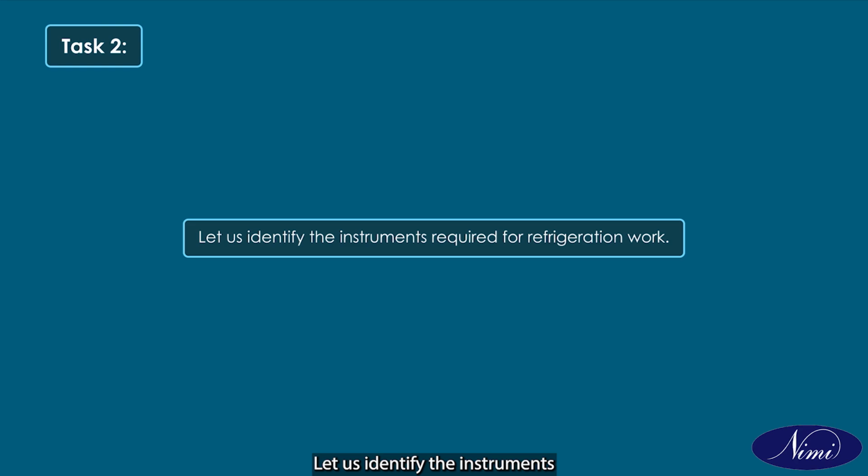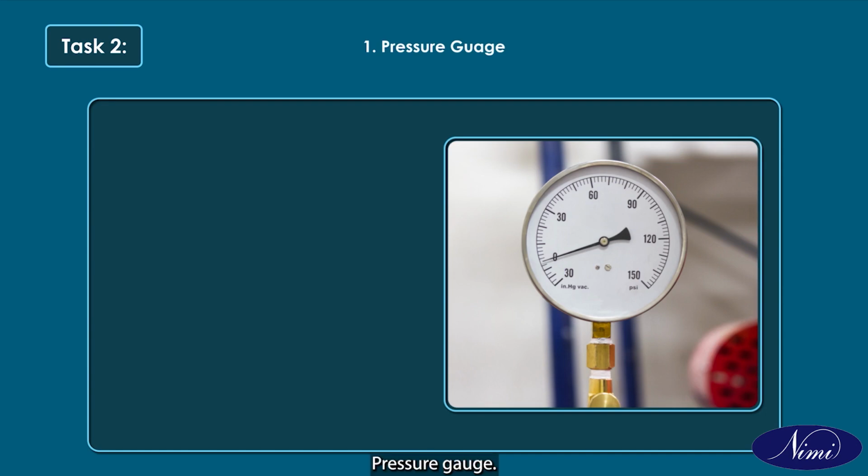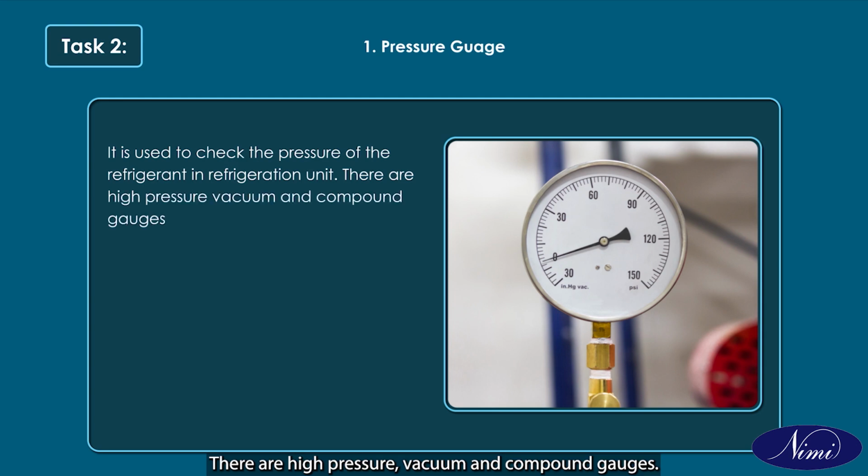Task 2. Let us identify the instruments required for refrigeration work. Number 1. Pressure gauge. It is used to check the pressure of the refrigerant in a refrigeration unit. There are high pressure, vacuum and compound gauges.